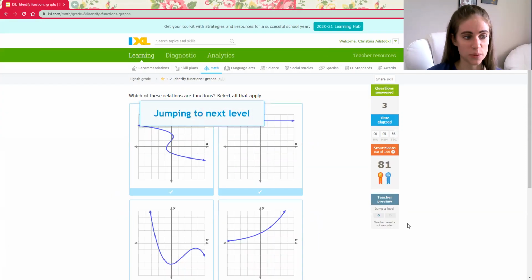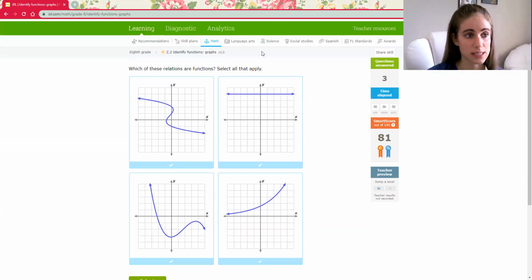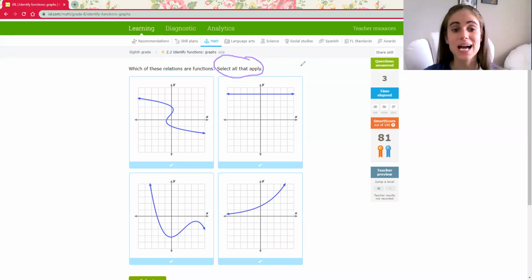All right, let's try one more. Ooh, this is a select all that apply. So notice that on this assignment, guys, the concept doesn't change, but the type of question changes. So please read the directions carefully so you know whether it's multiple choice and you're selecting one answer, or it has little check boxes and you have to select all that apply.